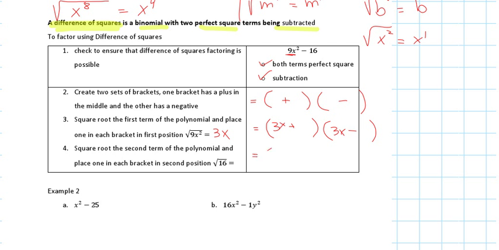Then for your second position, you're going to put the square root of your second term. What's the square root of 16? 4. So you're going to put 4 in the second position. So you're going to end up with two brackets. They have the same terms. One is positive, the other one is negative. Okay? So what I want to see from you, technically, is this only. These steps are just for me to show you what happened.